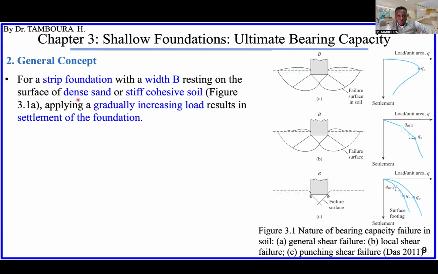So in the case of dense sand and stiff cohesive soil, dense sand, you already know, it's sand but very dense, not loose sand. Stiff cohesive soil. Cohesive soil is like clay. It's just another way to say stiff clay, for example. Stiff means strong. If you have this kind of soil, you will have this kind of failure in the ground, figure A, this kind of shear failure, see? And you will have this type of load settlement curve.